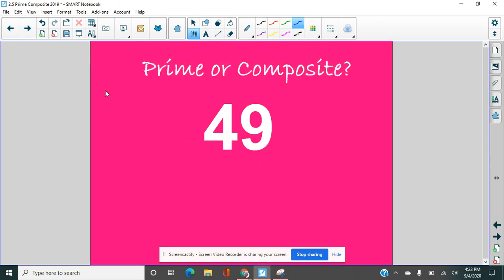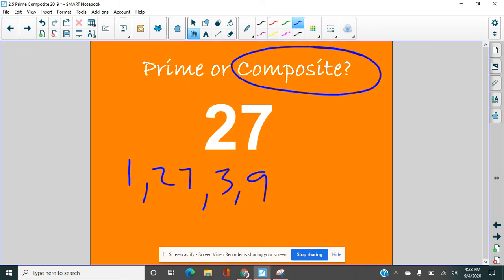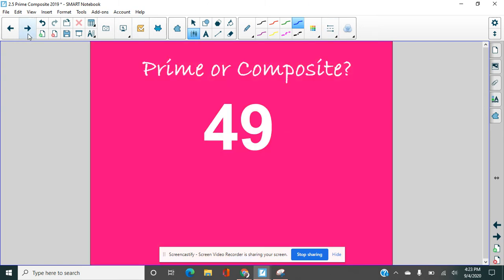All right, prime or composite? Here it is. What do you think? Prime? Oh, I don't think we labeled the last one, did we? We said composite. Prime or composite? The number is 49. What do you think? You should have said composite.